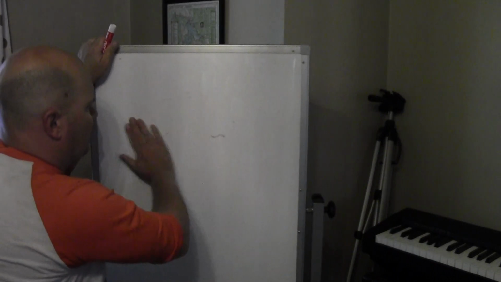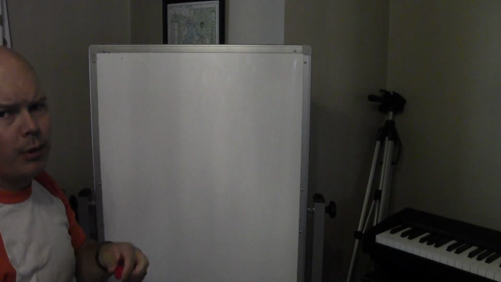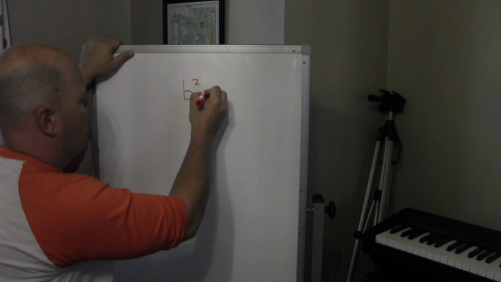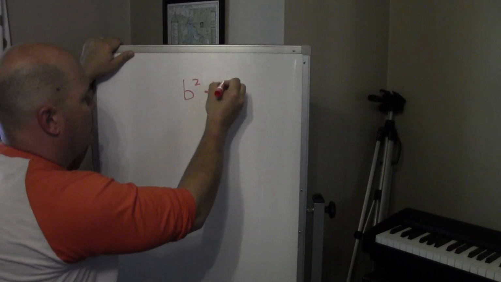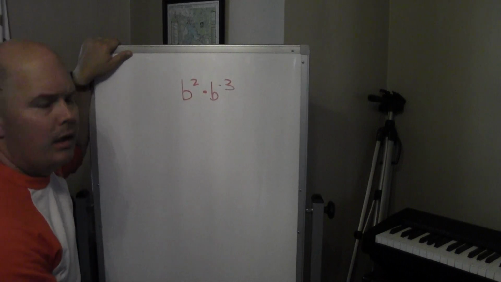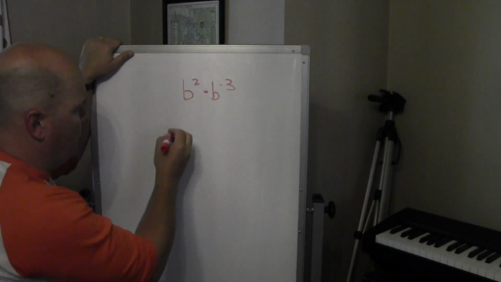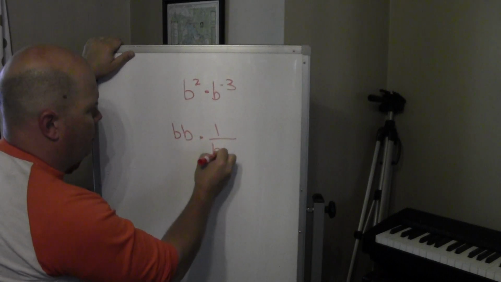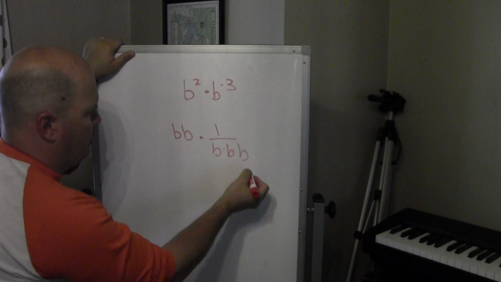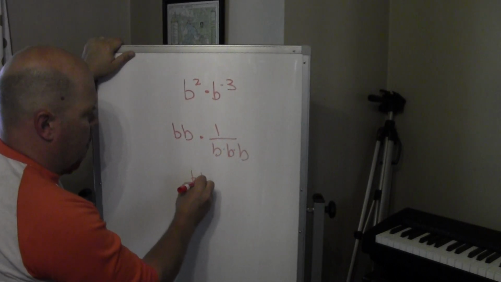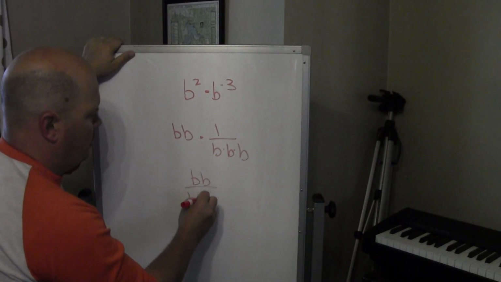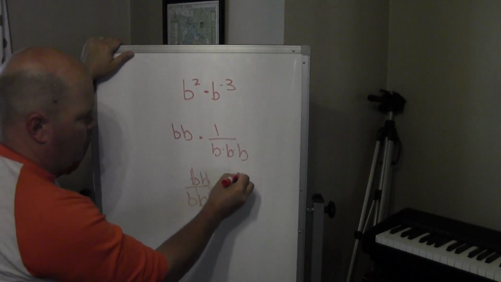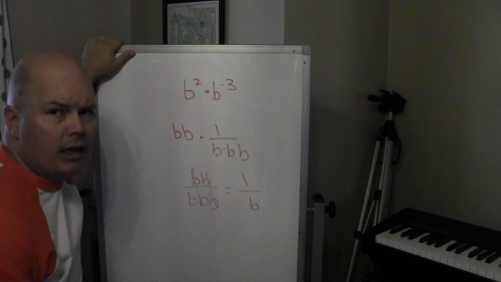Okay? So let's look at another one. One more, and then I'll let you guys practice on your own today. So we have, let's say, b squared times b to the negative third. Okay? If that's my case, if I was going to do it in expanded form, it looks like this. B times 1 over b times b times b, which when they combine looks like this, which those cancel, and I'm left with 1 over b as an answer.